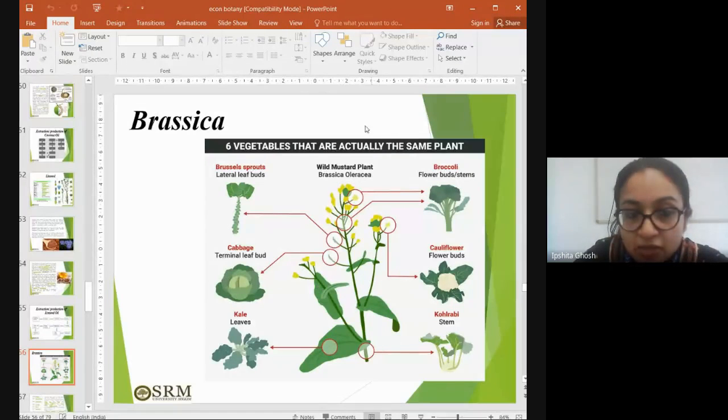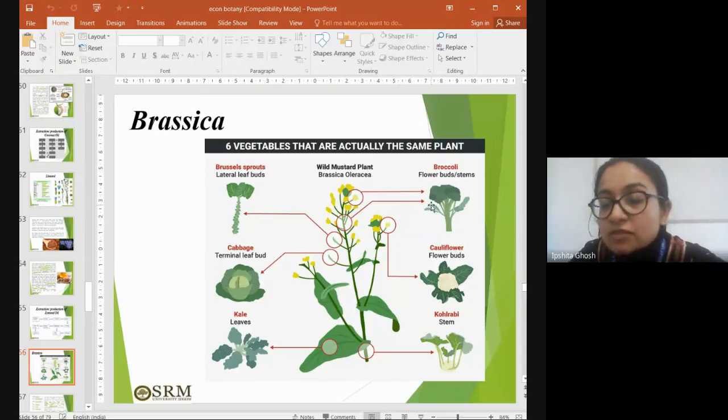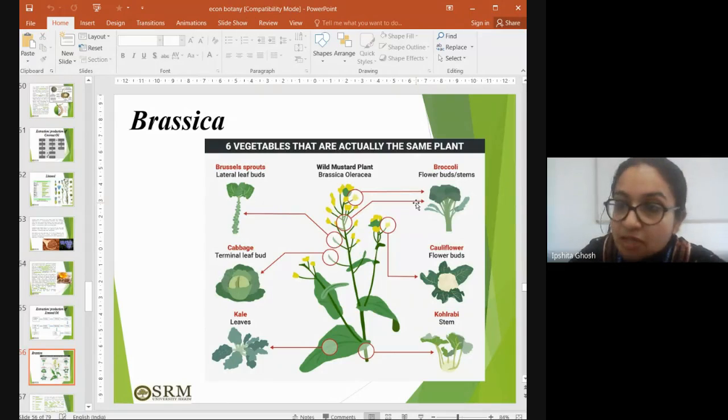The same plant has different parts eaten for different purposes and in different forms, I mean names. We get broccoli from the same plant, which is the flower bud or modified stem. Then there is cauliflower, which is the flower buds. Then there is kohlrabi, which is the stem. Then there is kale, which is the leaves. Some people call it kale, so you can pronounce it in whichever form is comfortable. These are the leaves which are consumed as salads.